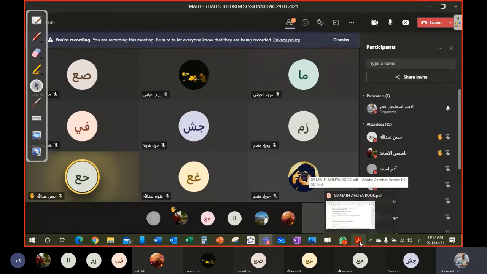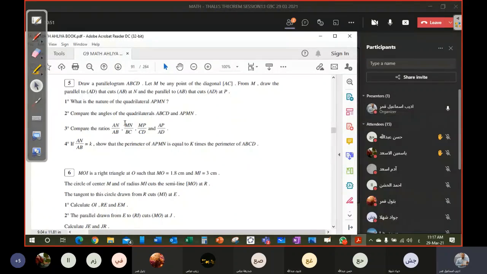In his name we start. In this period we are going to continue solving some exercises about Thales theorem. We will start with exercise number 5.